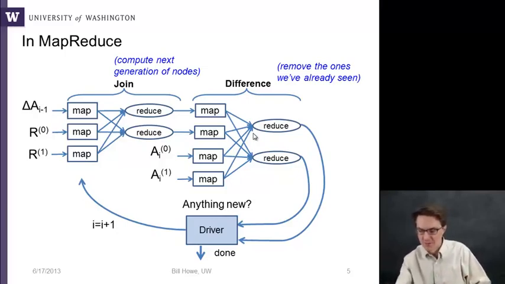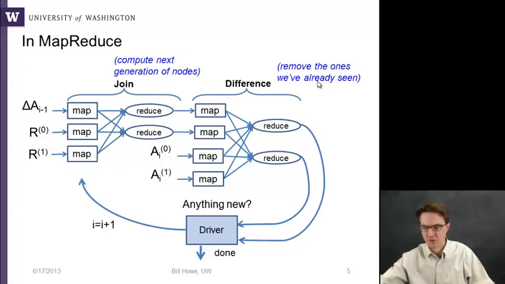Then the only new piece we need, which is where MapReduce becomes a bit of a poor fit for this task, is that you need some sort of external driver program to control the iteration, to check and see if there's anything new. MapReduce can't do loops in and of itself, so you have to do something outside of the system. So again, two big steps: compute the next generation of vertices or nodes, and remove the ones we've already seen. This is fine, and this works, but there are some performance issues that are pretty significant, and we'll talk about that next time.